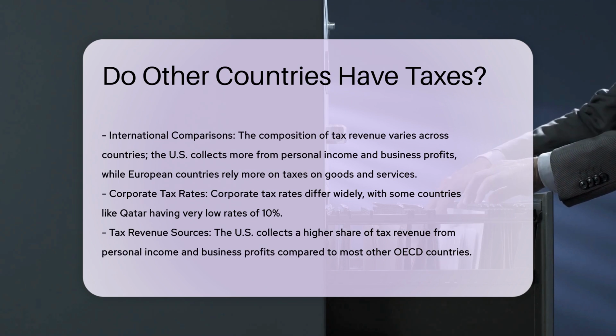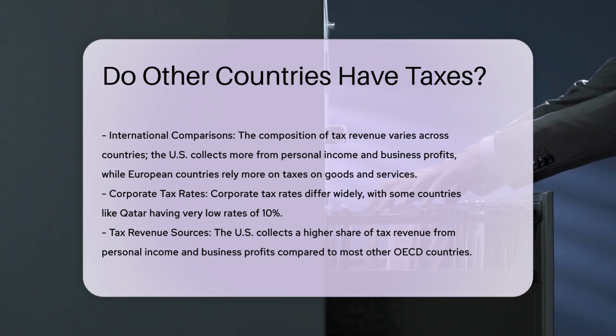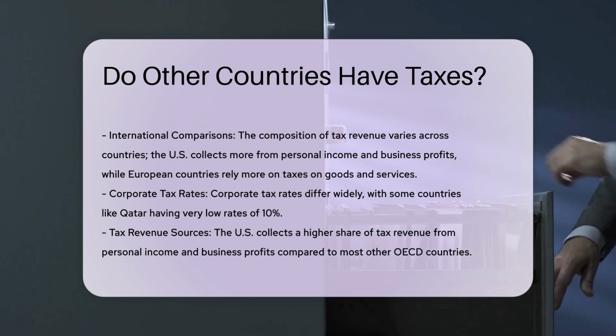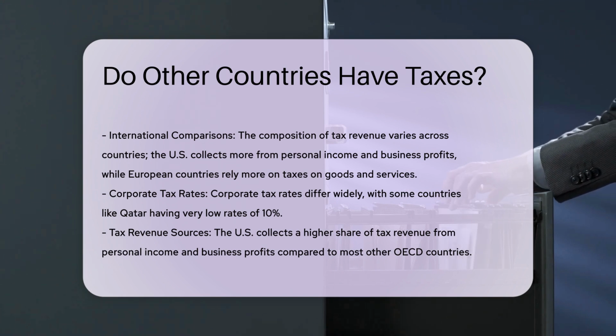International comparisons. The composition of tax revenue varies significantly across countries. For example, the United States collects a higher share of its tax revenue from personal income and business profits compared to most other OECD countries. In contrast, many European countries generate a larger portion of their revenue from taxes on goods and services, such as VAT.